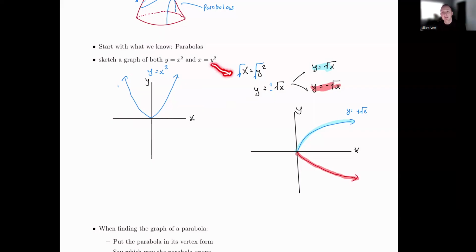This is where it ends up coming from. Fun fact, this is not a function. We're not going to be working with many functions here because functions are supposed to pass the horizontal line test, right? Horizontal line test, you can only pass the line once. Here we're passing the line twice, not a function.